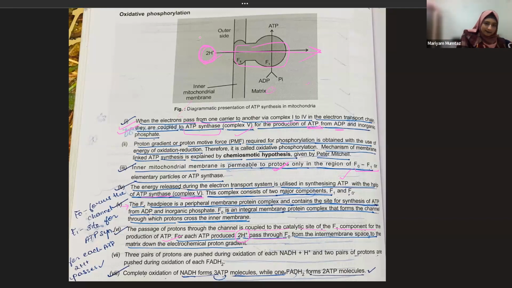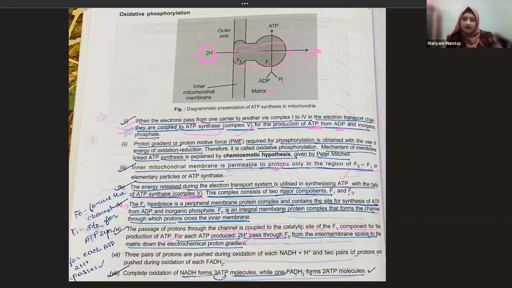The passage of protons through the channel is coupled to the catalytic site of F1. Don't go with the language. Just try to understand the concept that I'm saying. Let me see what NCERT says. See, basically, let's go according to NCERT.